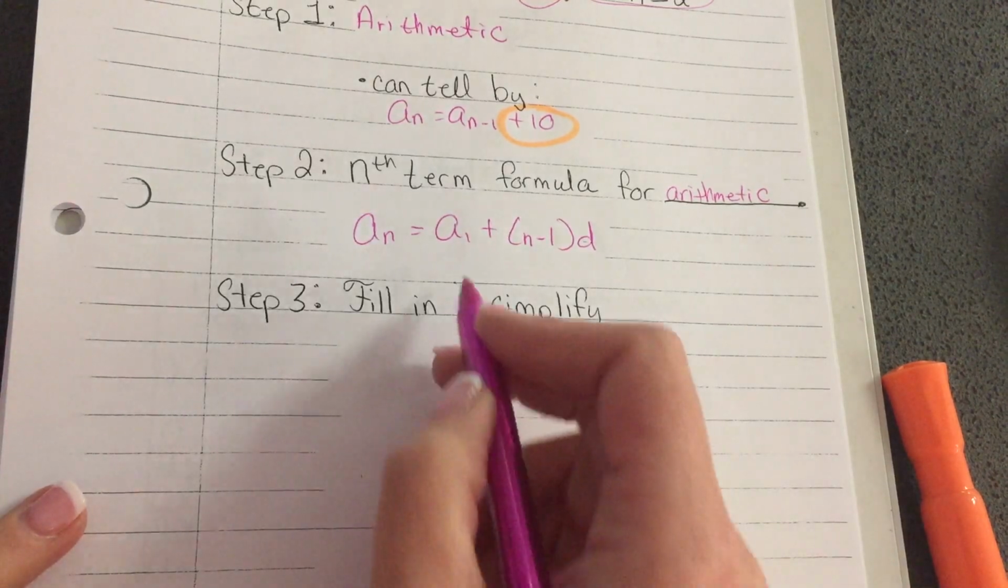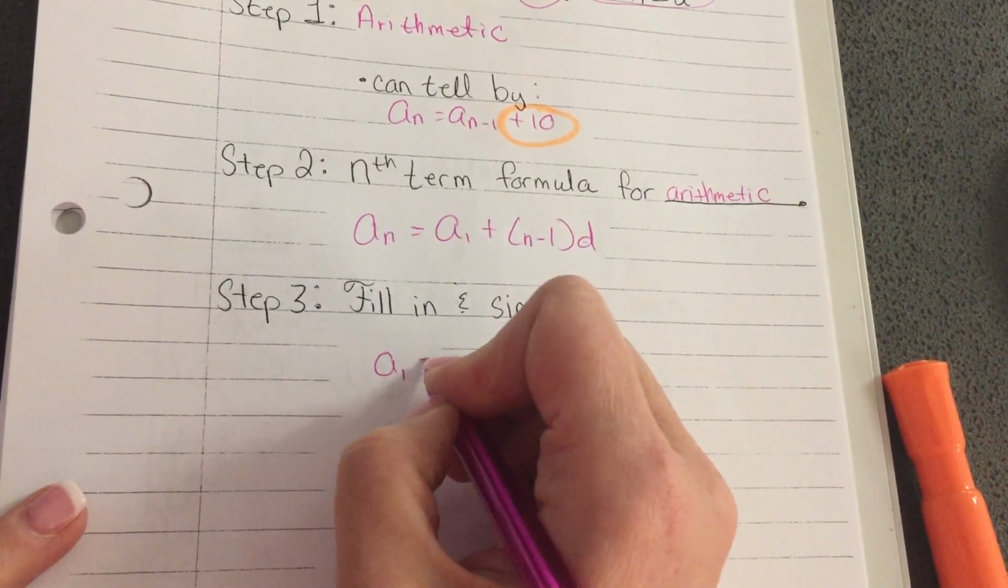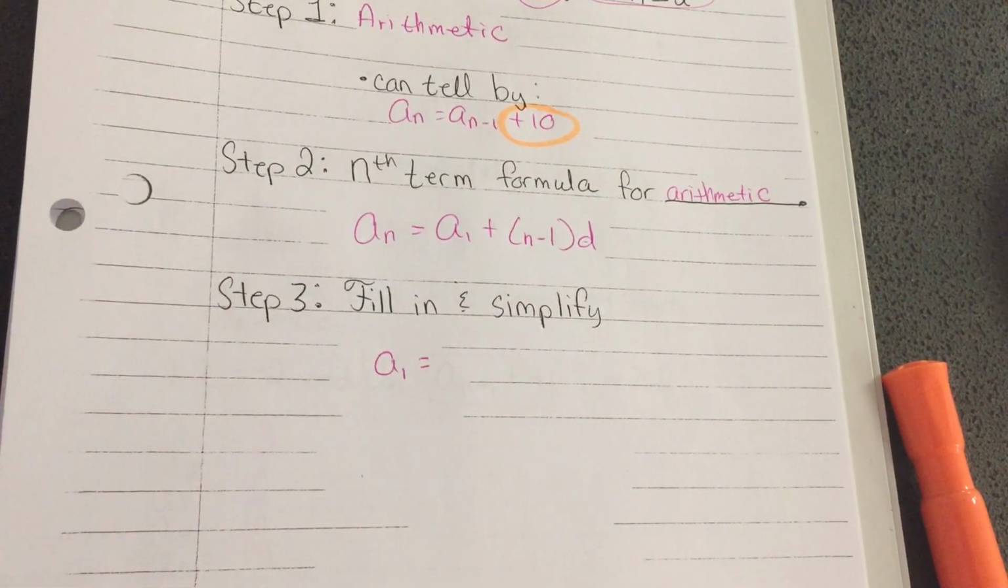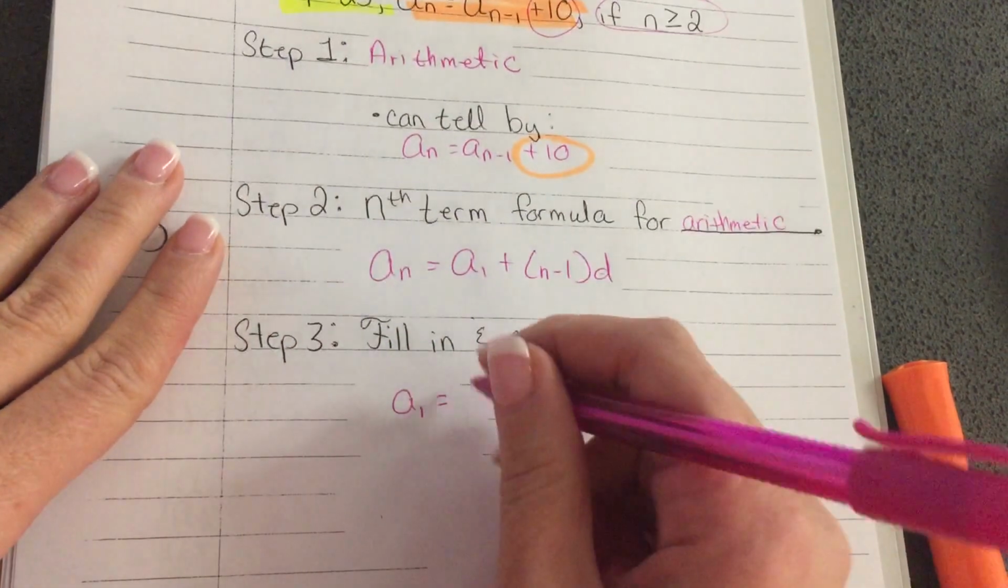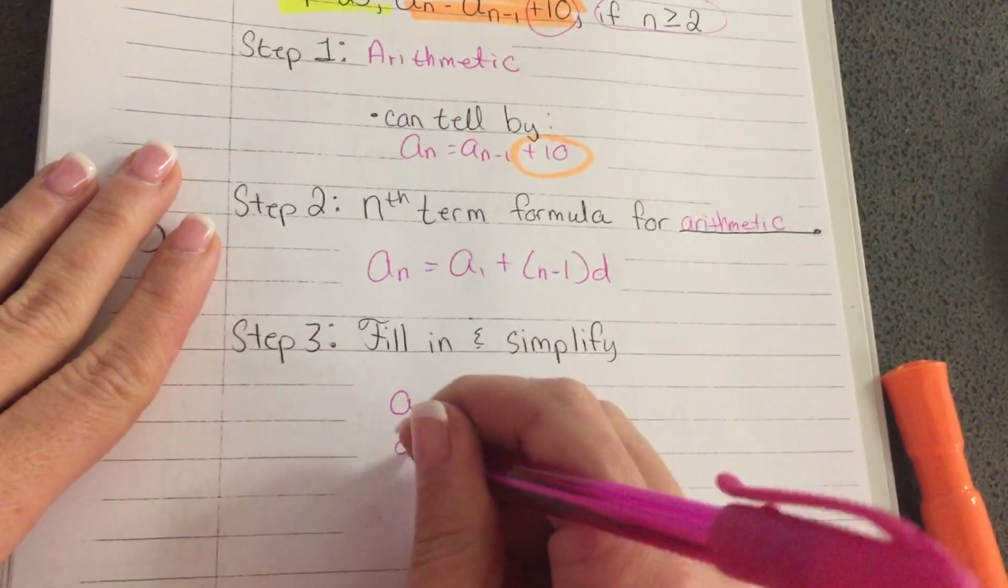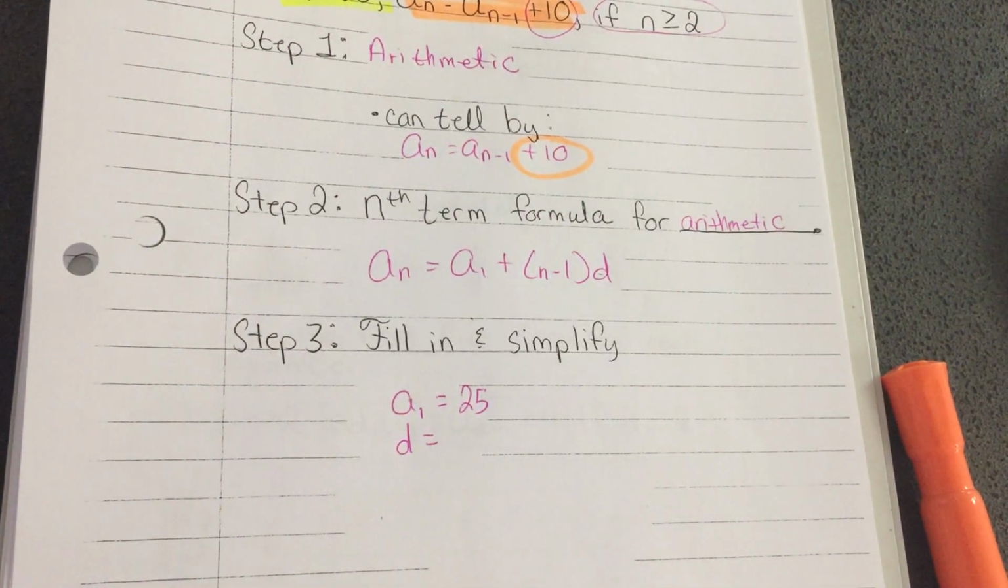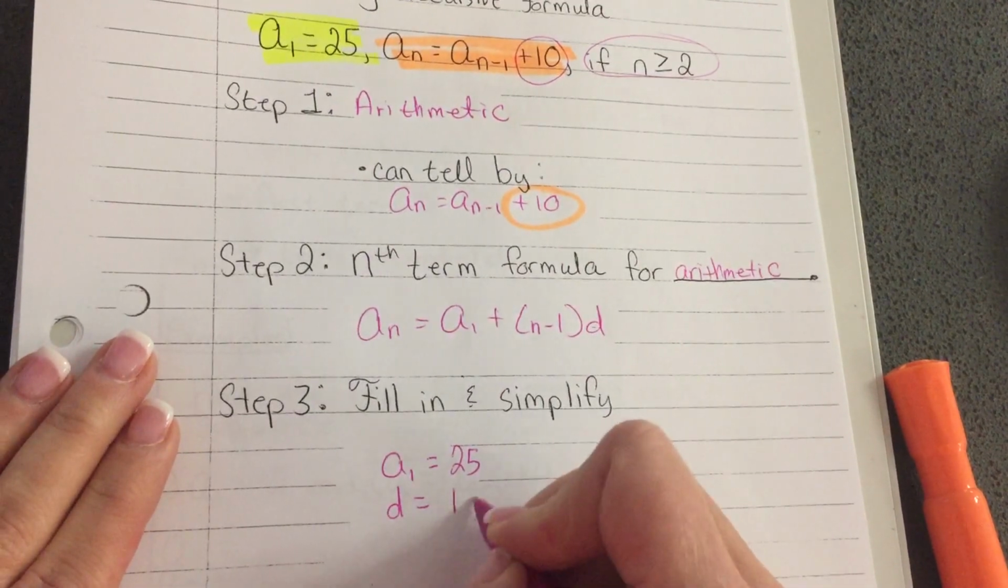Okay? So we were given that my first term was what? 25. It gave it to us right here. It said my first term was 25. And my D, my common difference, right? Because arithmetics have a common difference. My common difference is what? 10.